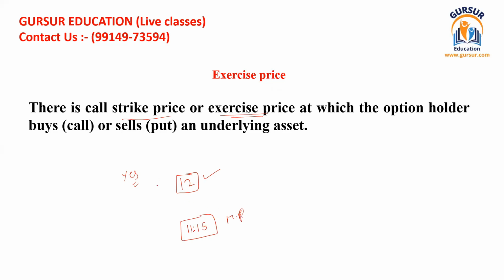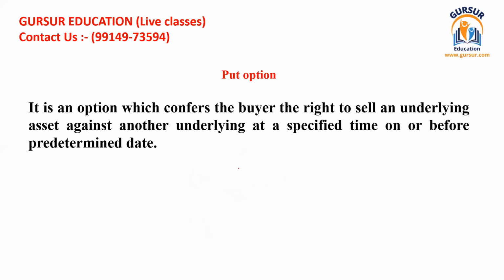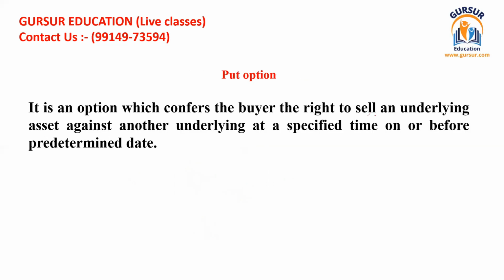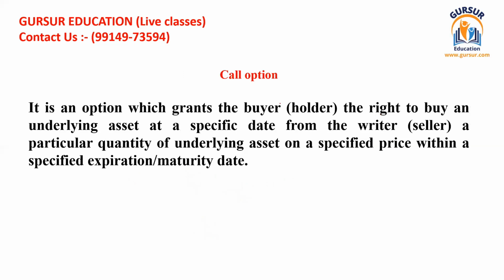So if I have made the bid that I shall be selling only at 12, and now the price is this, that means I am earning 0.85, then I shall be exercising my option. If the price rises beyond 12, like it comes to be 12.50, then I shall not be exercising. So in this way you can understand. This is the put option, a right to sell the underlying asset, and this is the call option, a right to buy the underlying asset.